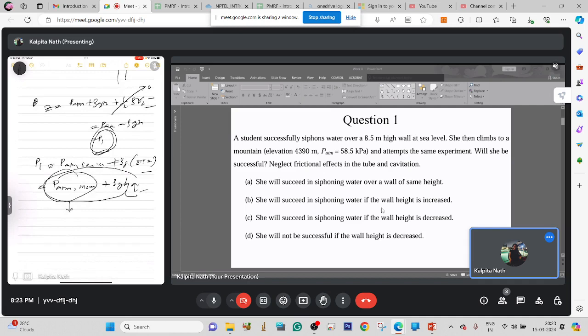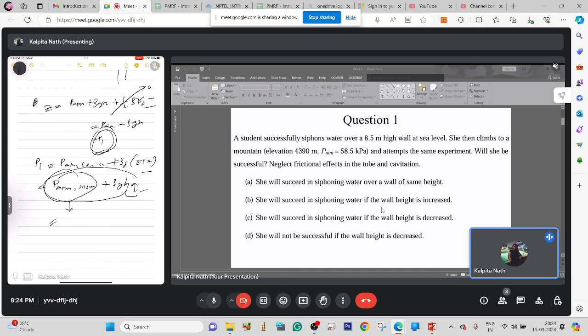But if we take into consideration the point of cavitation, because of the forming of bubbles, when pressure inside the siphon tube reaches below the atmospheric pressure, we need to keep such a height that the pressure is above the atmospheric pressure. At sea level, the person can siphon up to a wall as high as 8.5 meter. But as she reaches the mountain top, the atmospheric pressure decreases to half of the pressure at the sea level. So the maximum height up to which the girl can siphon also reduces to half, because if it is more than that, cavitation will take place and we don't want that.